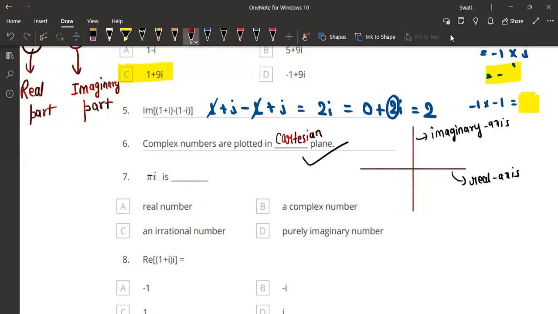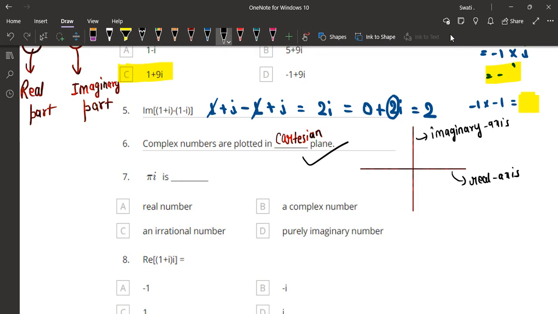The next question is pi I is a real number, a complex number, an irrational number, purely imaginary number. So let me tell you first what is a real number. We all know that real numbers are the numbers that are present on the number line, right? In real numbers, we have rational numbers. And then inside that, we have integers. And then inside that, we have whole numbers, the natural numbers, right? Next is the complex number. We know complex number is already a plus ib form.